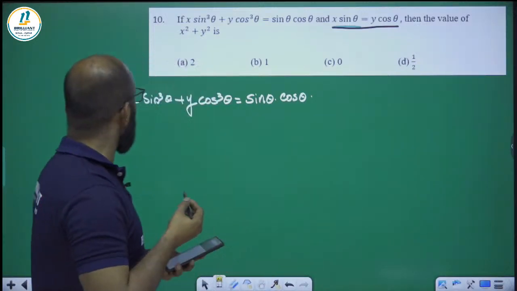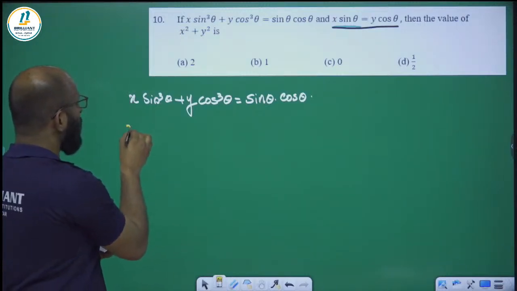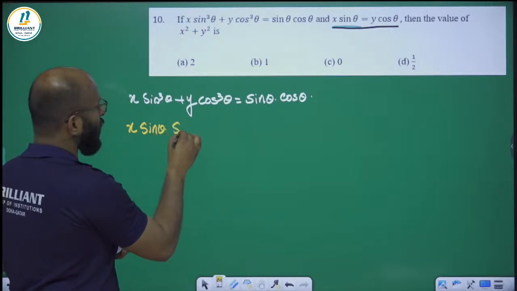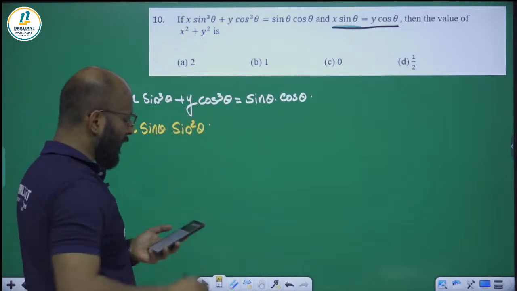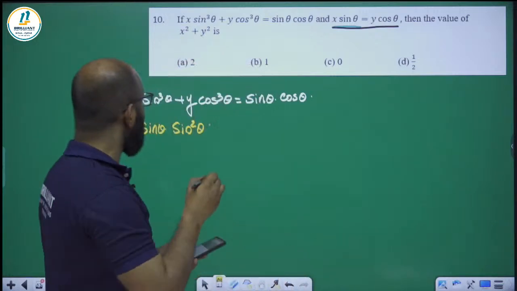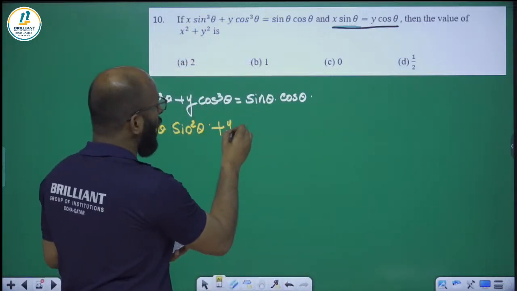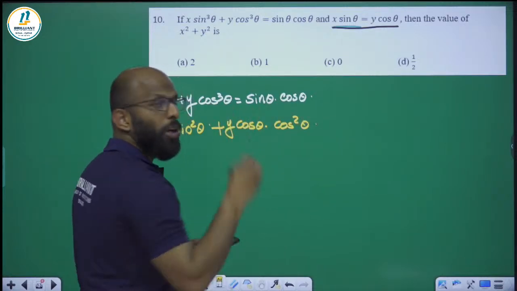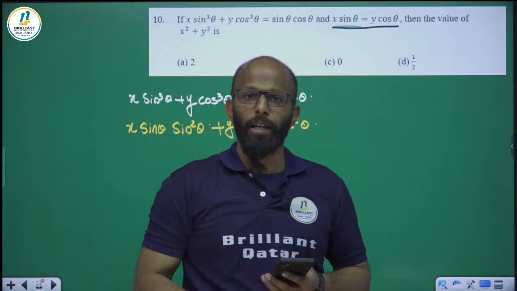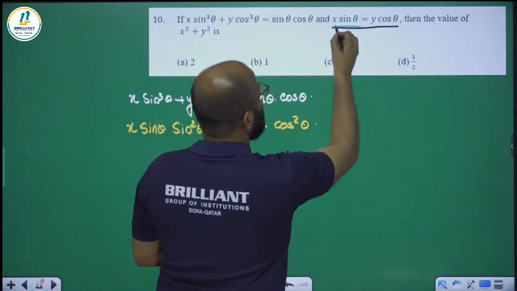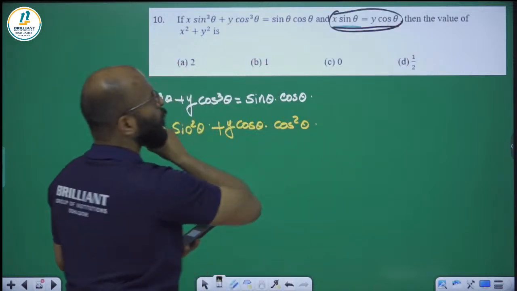So x sin cube theta, we can write as x sin theta into sin square theta. Correct? Now, next one I can write y cos theta into cos square theta. Now, look at the given second expression, x sin theta is equal to y cos theta.